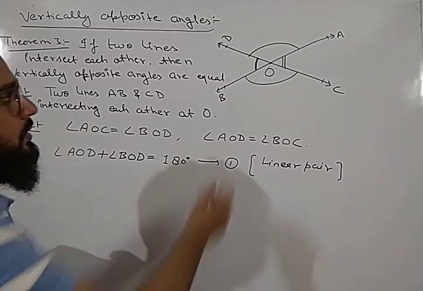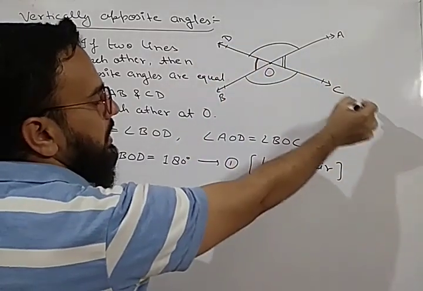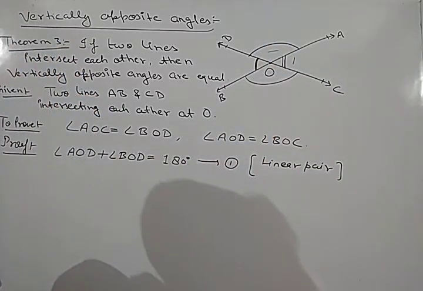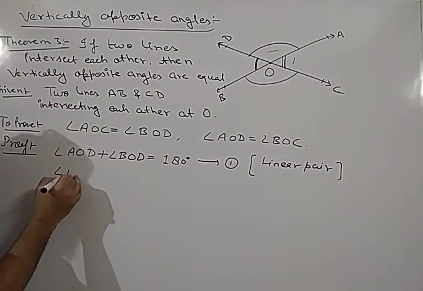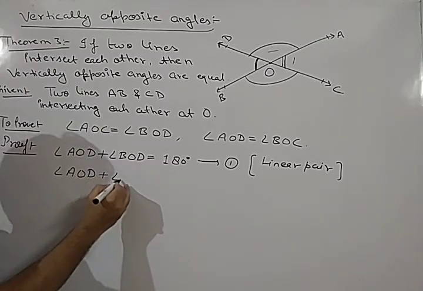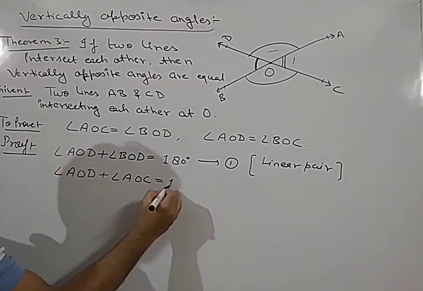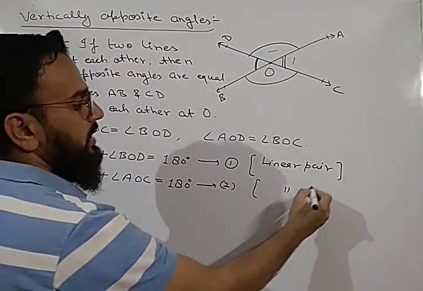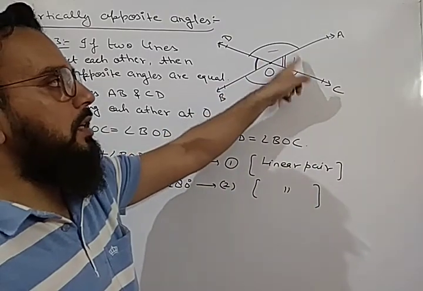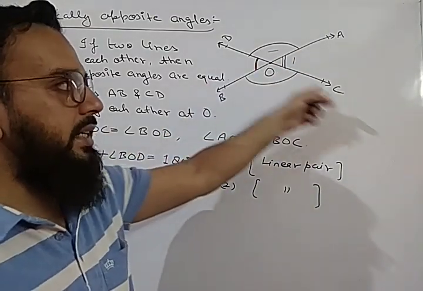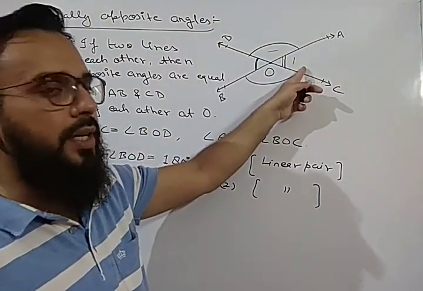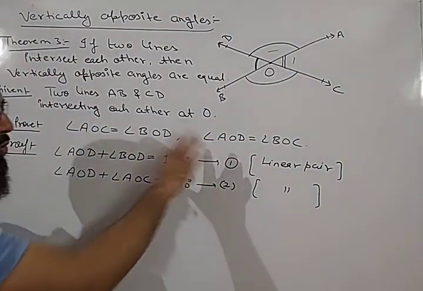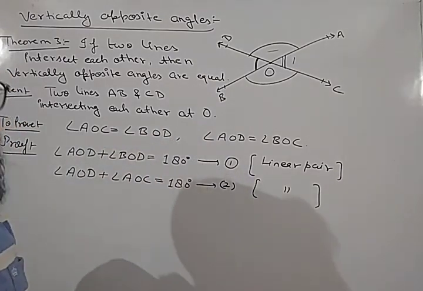Now if we consider the line CD, this is also a straight line. So the sum of these two angles, this angle and this angle, will also be 180 degrees. So let us write another statement: angle AOD plus angle AOC is equal to 180 degrees. It is equation number 2, and again the same reason, because these two angles are also a linear pair. We are taking the line CD, it is a straight line, so they are a linear pair, so their sum is 180 degrees again. Okay, so we have formed two equations, equation number 1 and equation number 2.